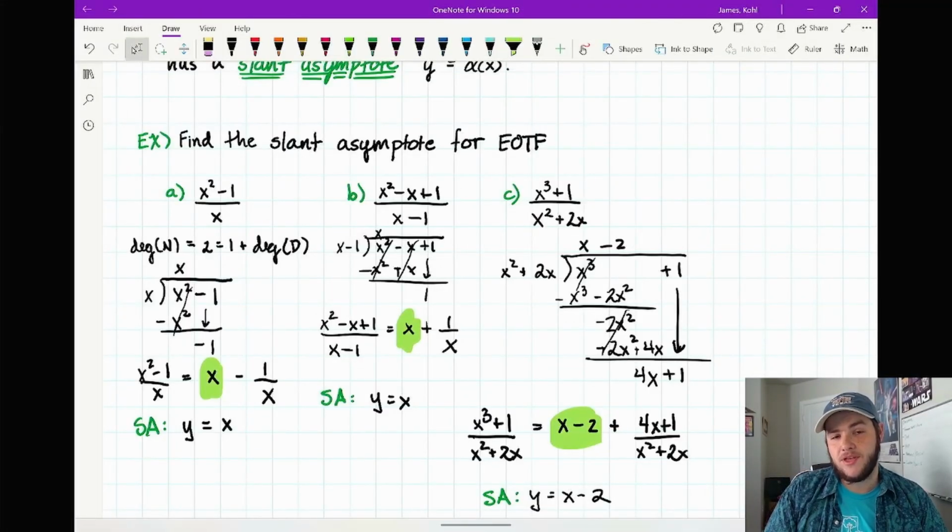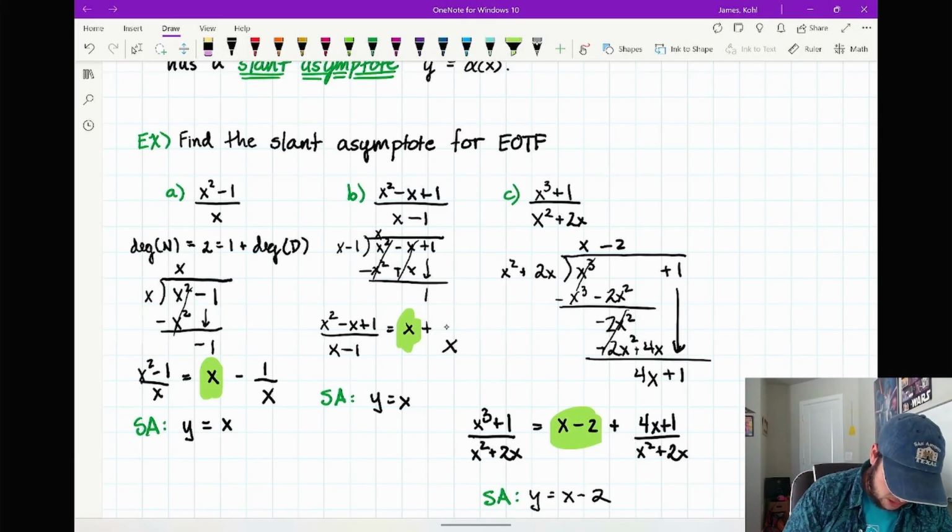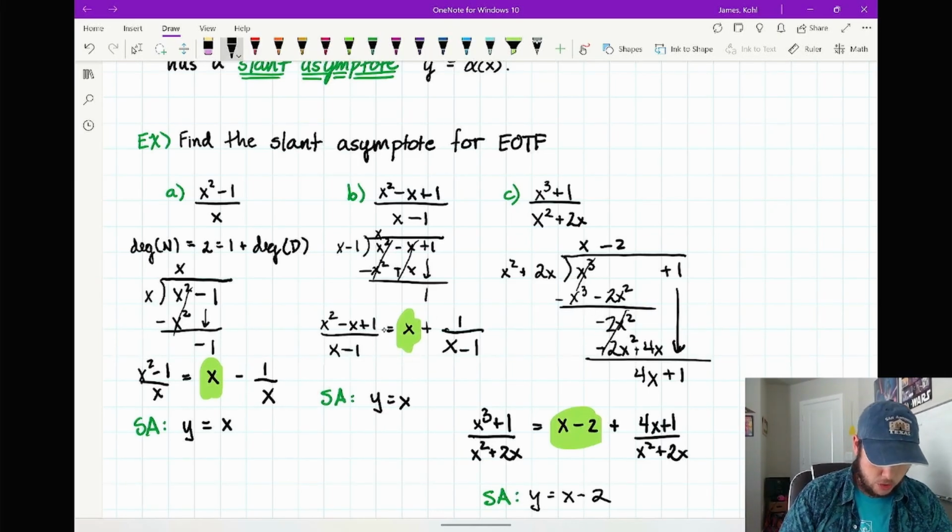I found a slant asymptote of y equals x in part B and y equals x minus 2 in part C. And here's how I did that. In both cases, notice the degree of the numerator is 1 larger than the degree of the denominator. In part B, I've got degree 2 on top, but 1 on bottom. So I perform the division, and I get x with the remainder 1. So I can rewrite this rational as x plus 1 over x minus 1. Here, the quotient x is my slant asymptote.